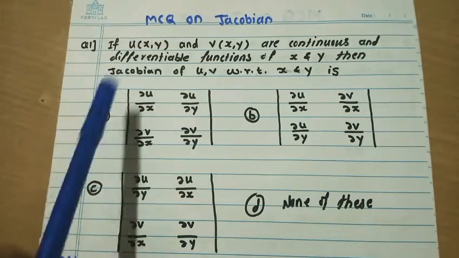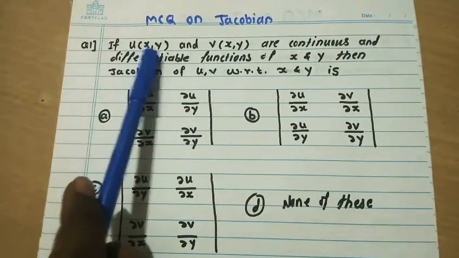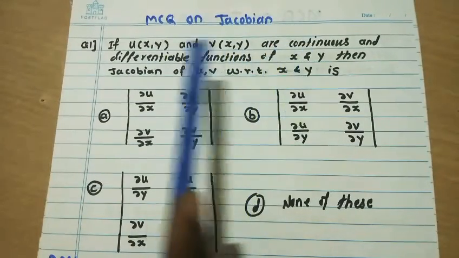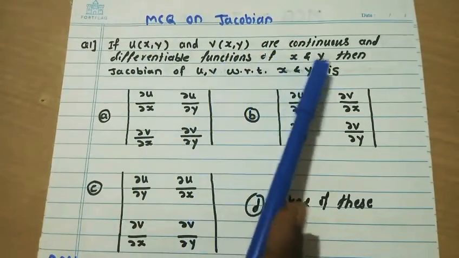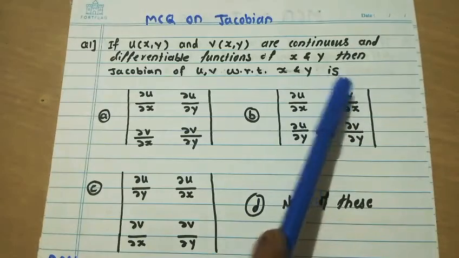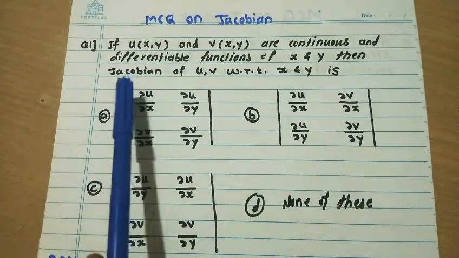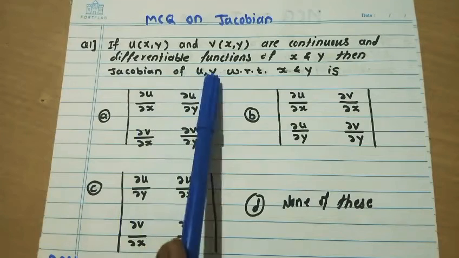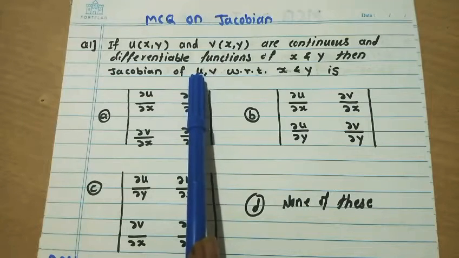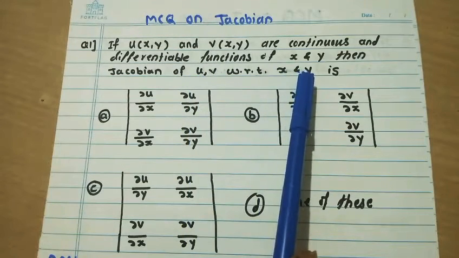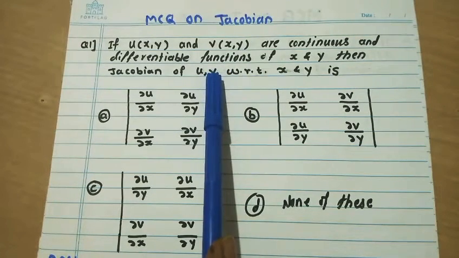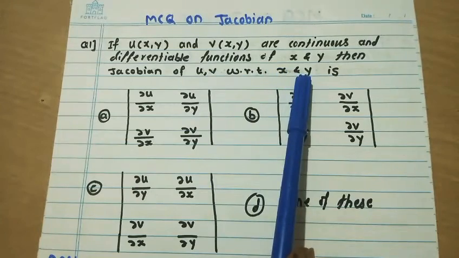So the first question is, if u of x comma y and v of x comma y are continuous and differentiable functions of x and y, then the Jacobian of uv with respect to x and y is. The four options are given here. Now when we want to find the Jacobian of uv with respect to x and y, you have to first find the partial derivative of u with respect to x and y respectively and write it in the first row. Second, find the partial derivative of v with respect to x and y and write it in the second row.